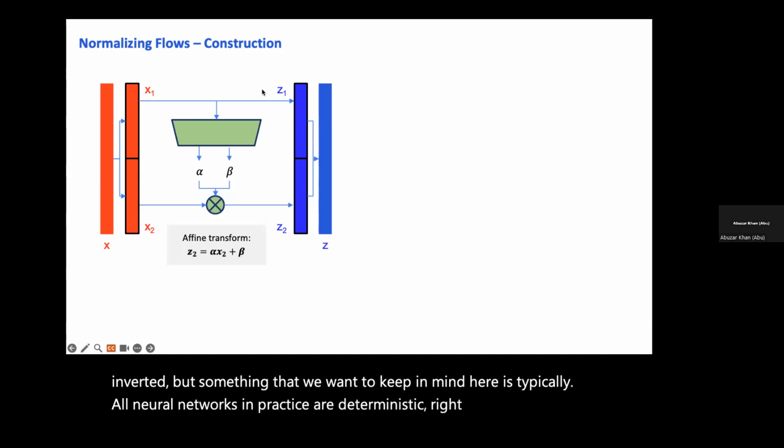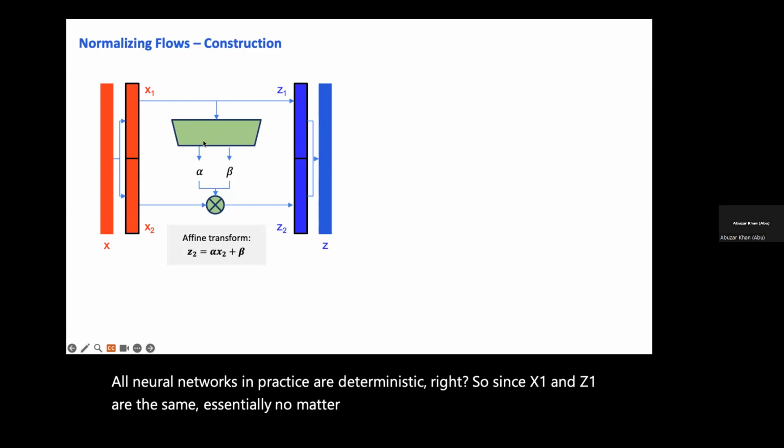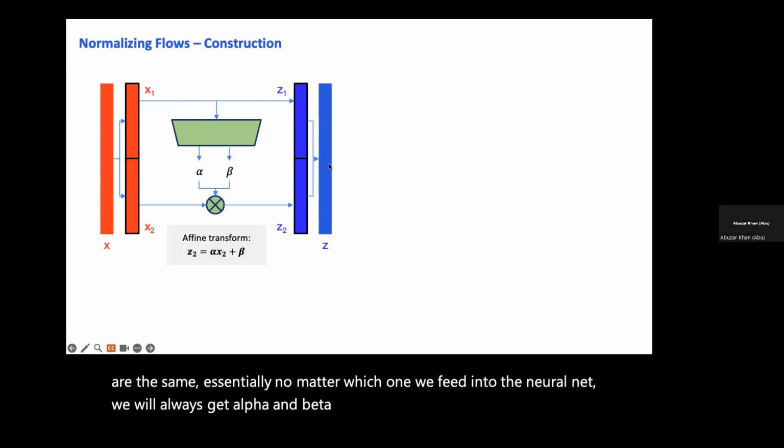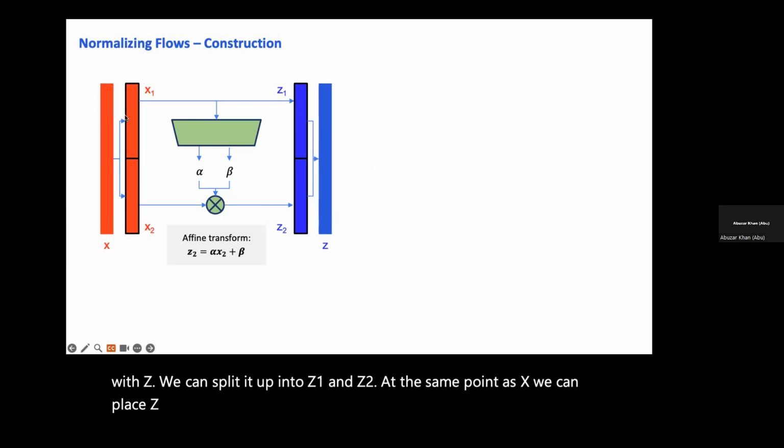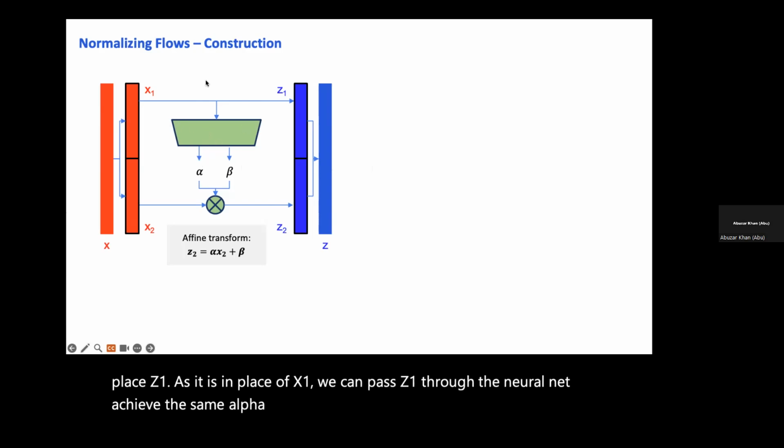So since X1 and Z1 are the same, no matter which one we feed into the neural net, we will always get alpha and beta, right? So going backwards, we can start with Z. We can split it up into Z1 and Z2 at the same point as X. We can place Z1 as it is in place of X1. We can pass Z1 through the neural net, and achieve the same alpha and beta as X1 would have given us.